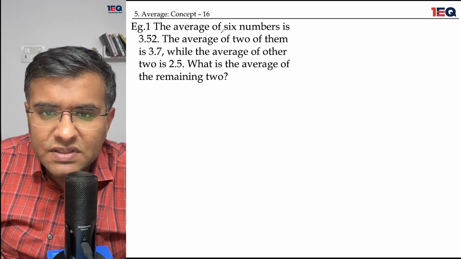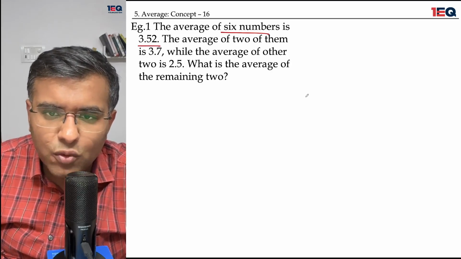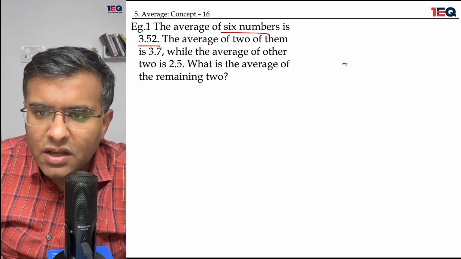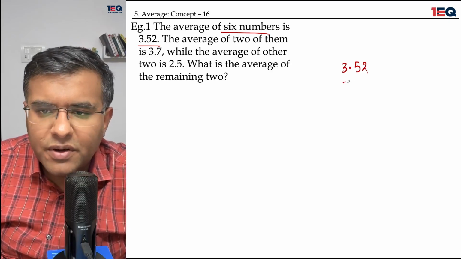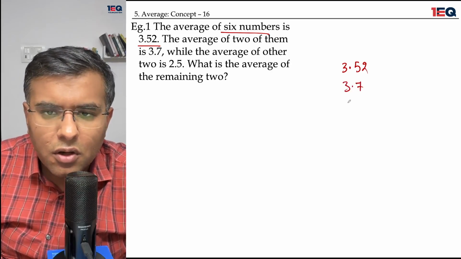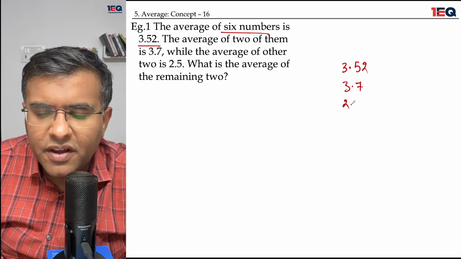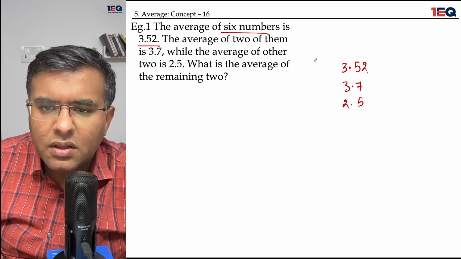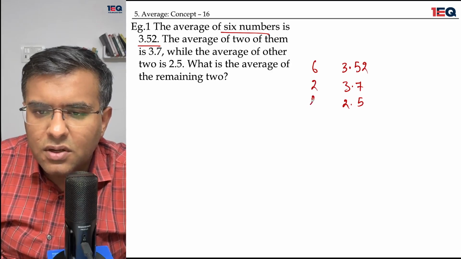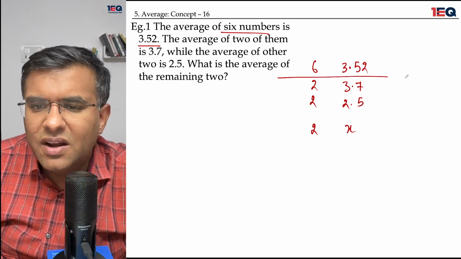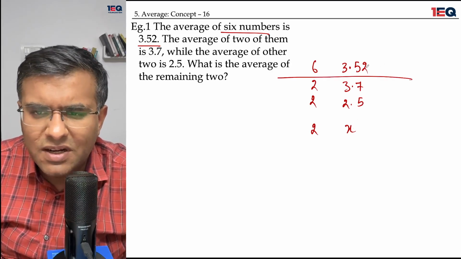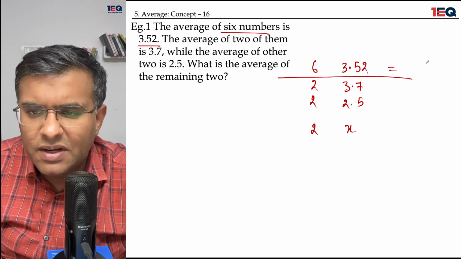The average of six numbers is 3.52. Two of them are 3.7, two of them are 2.5. These are six, these are two, these are two, and for the remaining two, the average is x. What I'll do is I'll quickly use the simple multiplications.